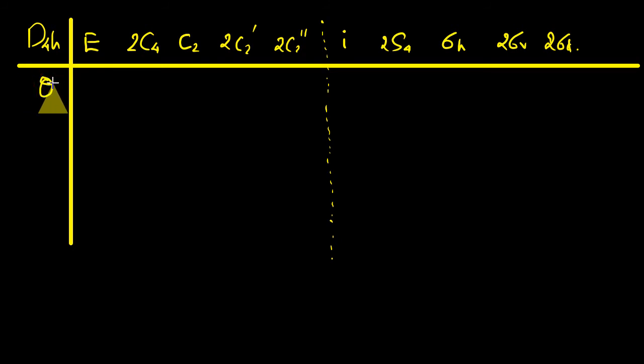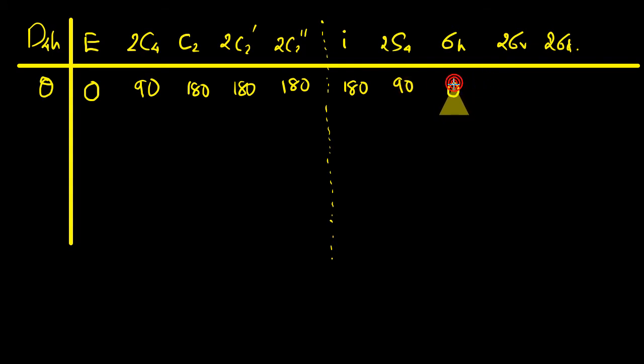So theta for each of these I will assign. What is the theta corresponding to the identity operation? That is 0. Identity operation is nothing but C0, so theta is equal to 0. In the case of C4, theta is equal to 90. In the case of C2, it is 180, and in the case of these C2, it is also 180. In the case of i, which is nothing but S2, it is again 180. And S4, 90. For sigma h, it can be considered as S0, therefore theta is equal to 0. This is also 0, this is also 0.